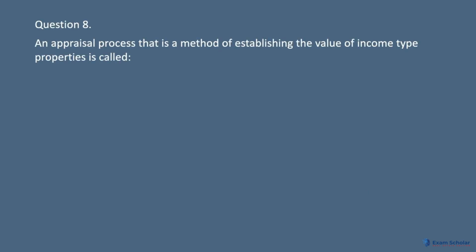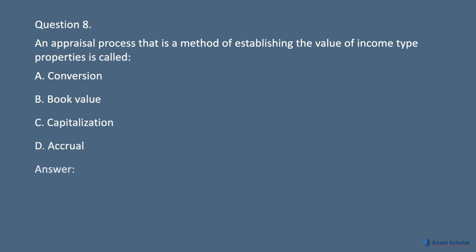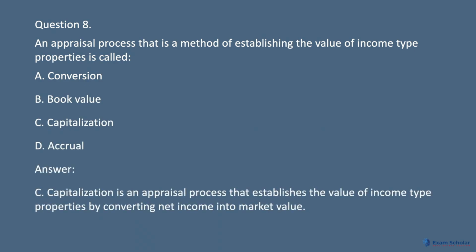Question 8. An appraisal process that is a method of establishing the value of income-type properties is called A. Conversion. B. Book value. C. Capitalization. D. Accrual. Answer. C. Capitalization is an appraisal process that establishes the value of income-type properties by converting net income into market value.